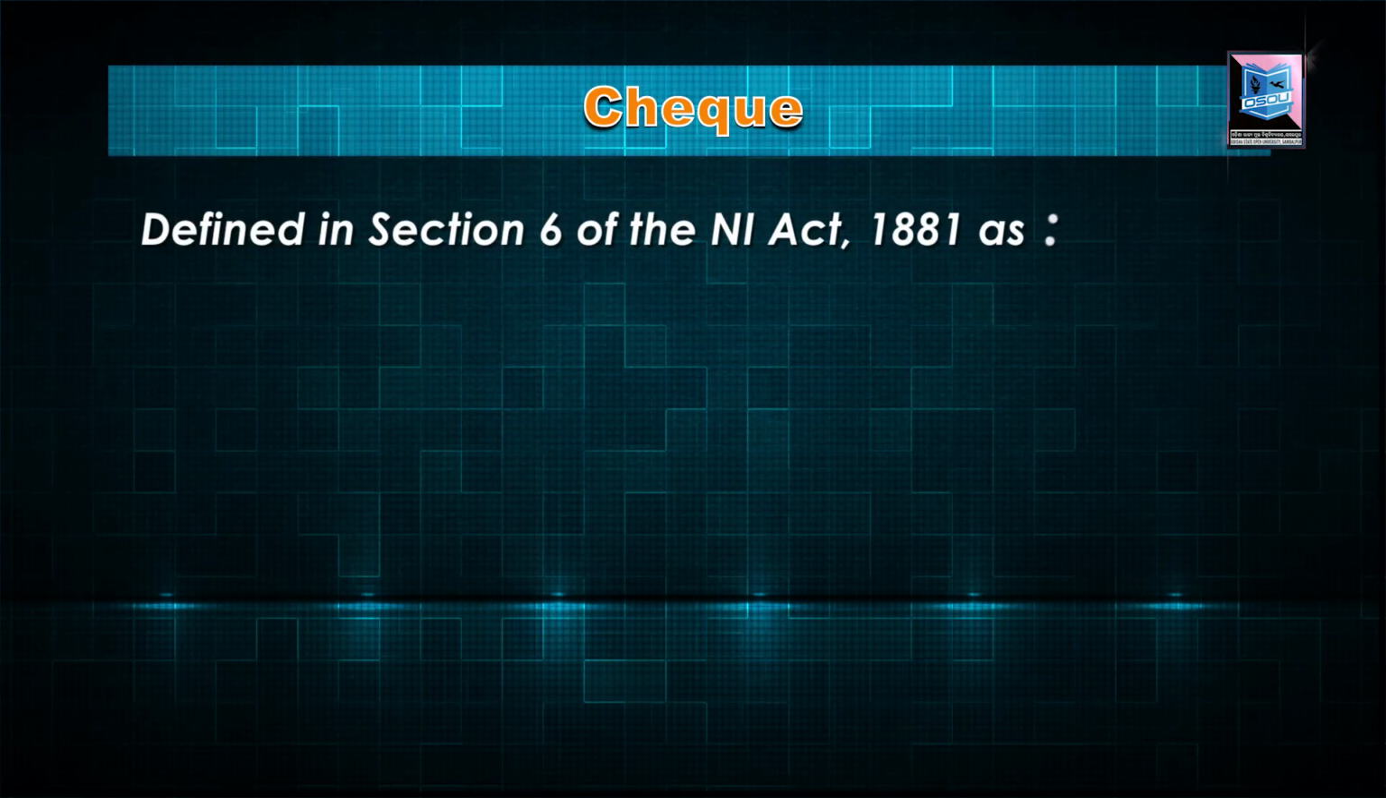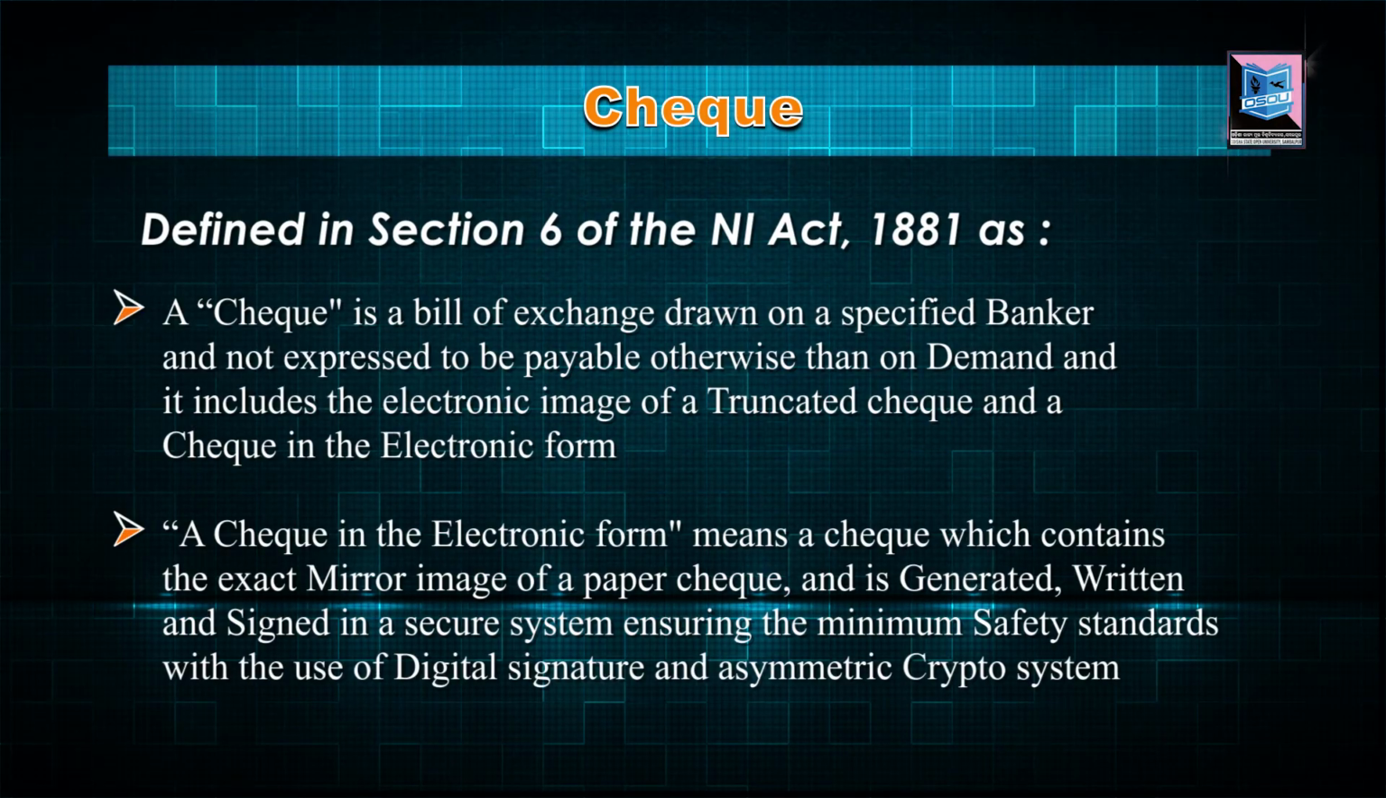Now these two terms are very important. One is the truncated check and the other is the check in electronic form. A check in electronic form means a check which contains the exact mirror image of a paper check and is generated, signed and written in a secure system ensuring the minimum safety standards, with the use of digital signatures and an asymmetric crypto system, wherein there are two keys, one is the public key and the other is the private key, and the document can be opened only with the help of both these keys.